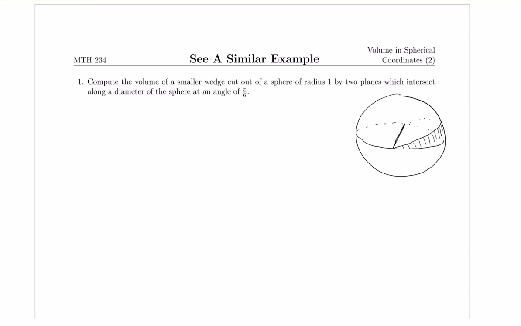So let's think about it. What would this plane have to be? The second plane would need to be z equals some constant times y. And if you think about it, that constant has to be the tangent of the angle. Since that's pi over 6, the tangent is 1 over the square root of 3.